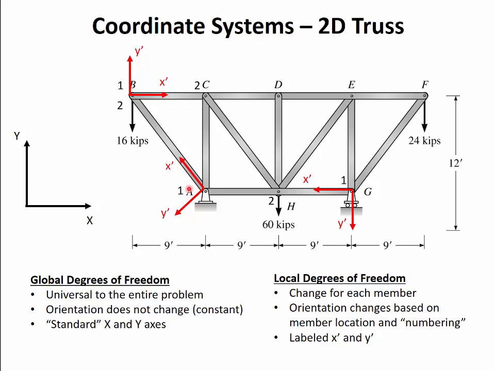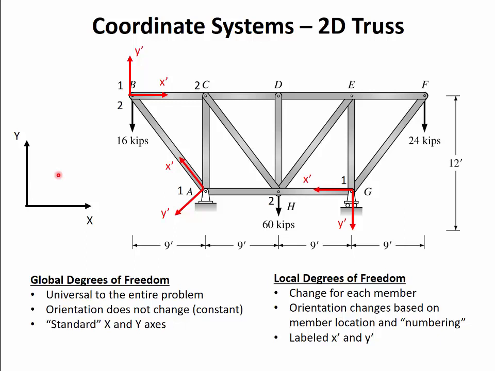We'll see why in a different video, but each member has its own coordinate system that's oriented with the x prime along the axis of the member, going from the beginning to the end, and then the y prime being perpendicular to that. And then the global coordinate system is unchanged. So that's one really important thing to note about coordinate systems.